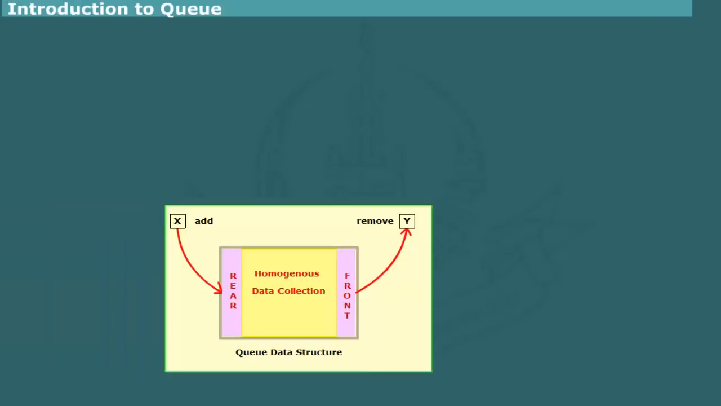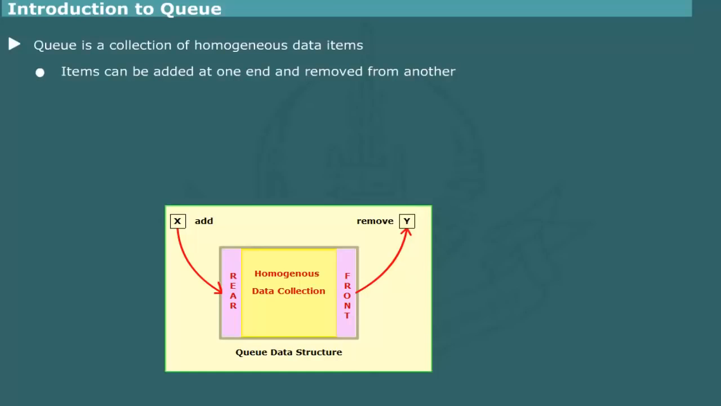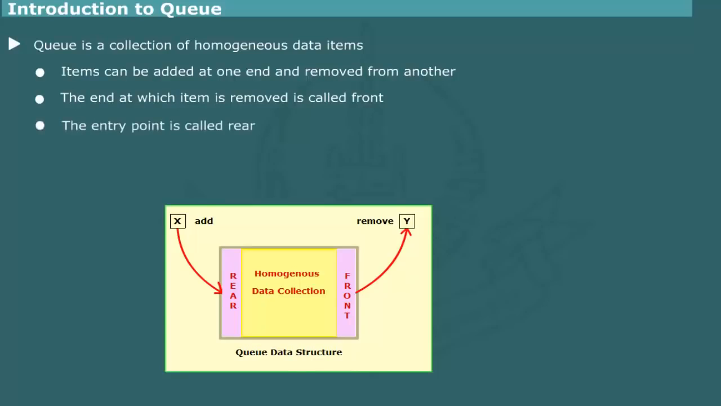Introduction to queues. A queue is a collection of homogeneous items in which new items can be added at one end and current items removed from another end. The end at which an item is removed is called front, and the other end at which the item is appended is called rear or back of a queue. A queue acts like a tunnel, such that an element entering first comes out first. For this reason, a queue is commonly called first in, first out, FIFO structure.